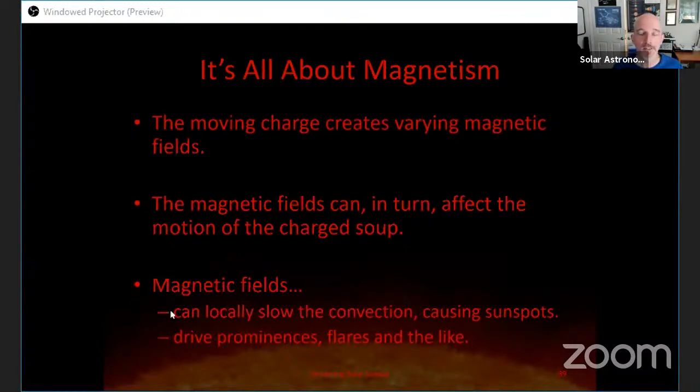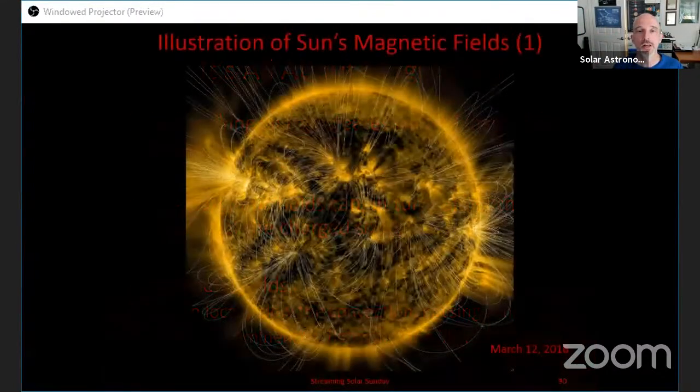It's these magnetic fields that can locally slow the convection that causes sunspots. These magnetic fields then drive prominences, solar flares where energy is ejected into space, and similar structures. Here is an illustration of magnetic fields on the sun from a day in 2016. Of course, we don't really see these field lines, but they were calculated based on measurements taken by our solar probes.